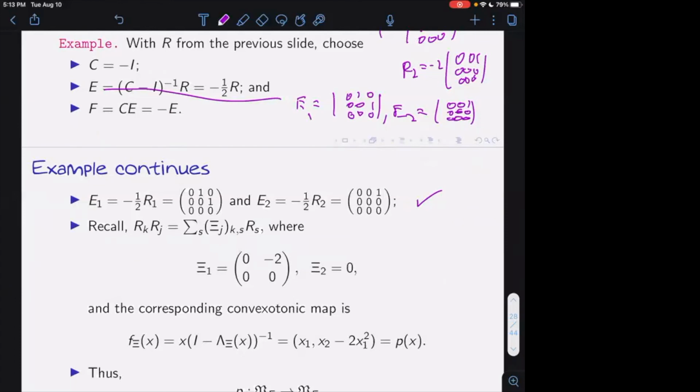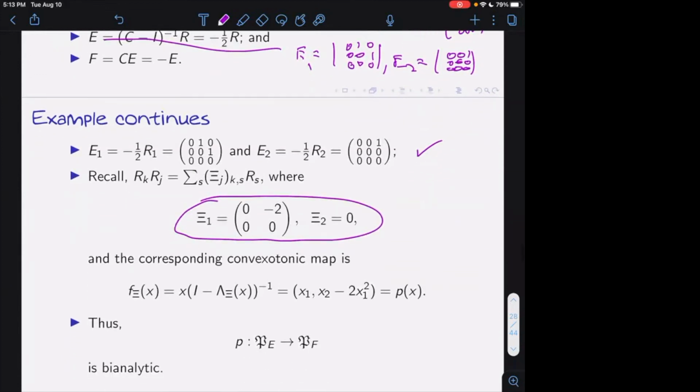And then that goes with this convexitonic tuple chi1, chi2. And then again, we have our corresponding convexitonic map we computed before. And so it's telling you this map P is a bianalytic map between these two spectrahedra, P and PF. So that returns us back to our warm-up example from earlier in the talk.